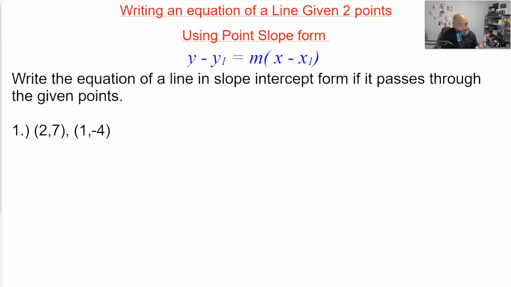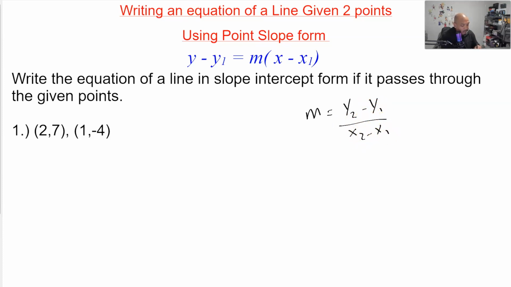So the first thing we want to do, if we're using point slope form, is find our slope, and we just need a point. We're already given 2 points, so we've already taken care of having a point. We already have 2 points that we could possibly use. We just have to find our slope first. So what we need to do is use our slope formula, which is m equals y2 minus y1 over x2 minus x1.